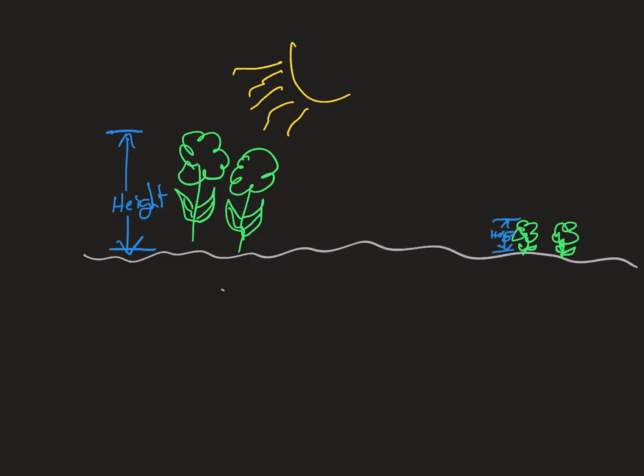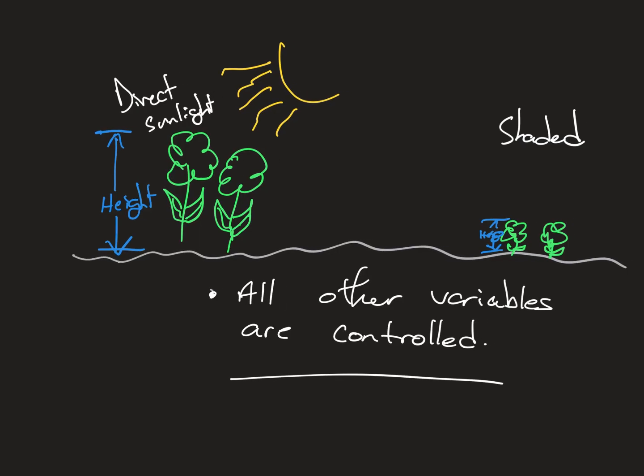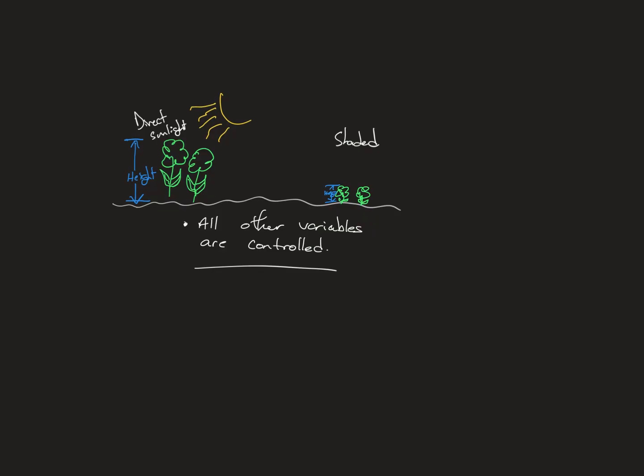Two groups, shaded and direct sunlight. And we're also said, this is what we said so far, all other variables are controlled. It's a big deal. All right, so there's two groups.